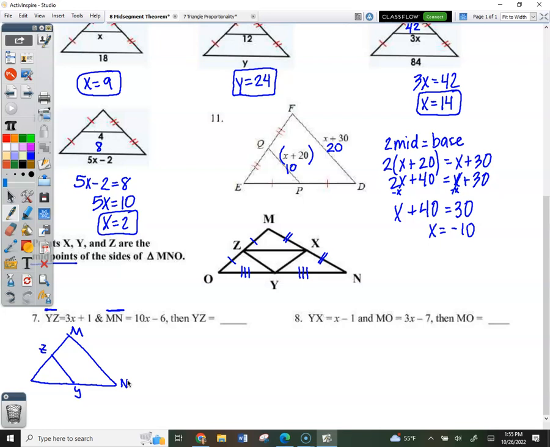What is YZ? 3x plus 1. And what's MN? Doesn't that look a lot easier? It's the same thing. Now solve it. Which one gets doubled? Mid gets doubled. And that would be which one? 3x plus 1. Please try it. Please don't wait for me to put it on the board and then you write it down. Please try it.